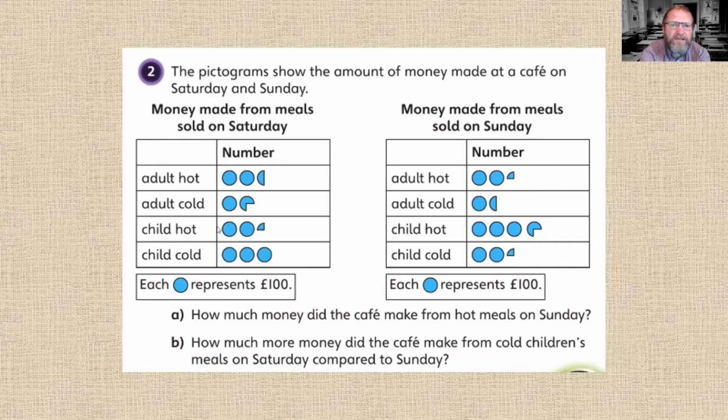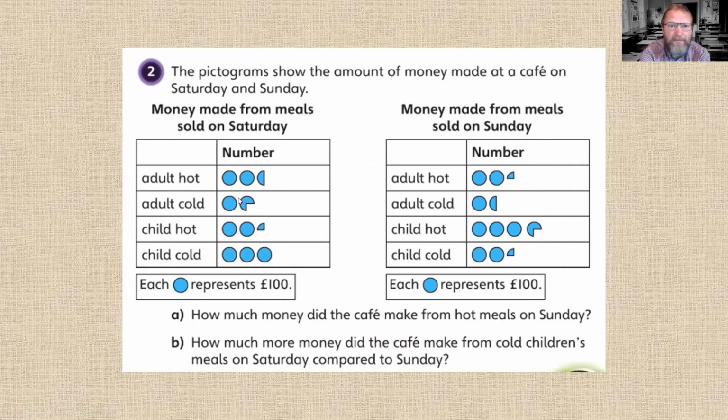The first thing we need to do is look at the symbols, these circles here, and see what they represent. A full circle represents 100. Half a circle represents half that amount. Half of 100 is 50. We've got this quarter amount again. That's 100 divided by 4. Or if we halve 100 and halve it again, we will find that quarter. Half of 100 is 50, and half of 50 is 25. So a quarter of a circle represents 25.